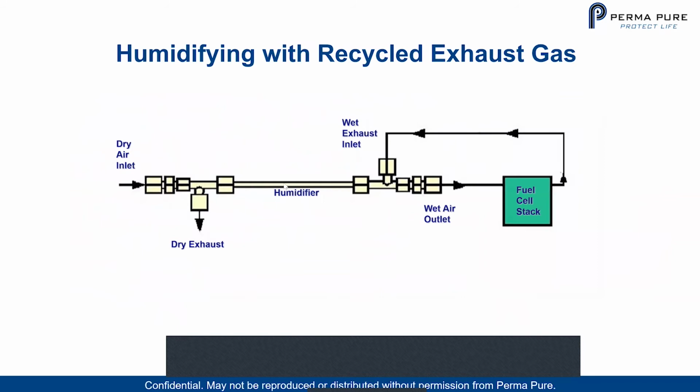So here is a fuel cell application where we are humidifying with recycled exhaust gas off the fuel cell stack. We're bringing in dry air on the left that's coming into the humidifier. It's being humidified by the wet exhaust coming off the fuel cell stack. From there, the wet air is going back into the fuel cell stack to improve the efficiency of fuel cell operations. And then again, the hot and wet gas coming off the fuel cell is being used for humidification. This is a classic way that our humidifiers are used in fuel cells.